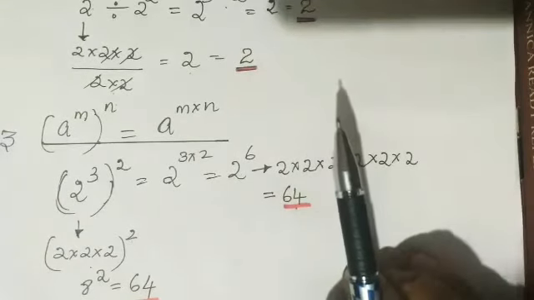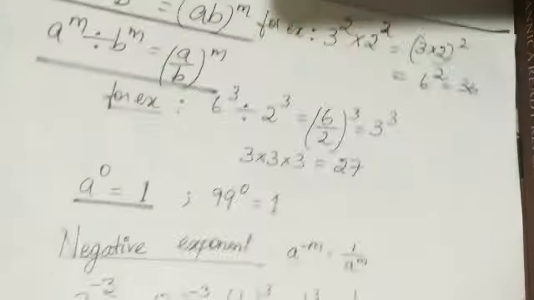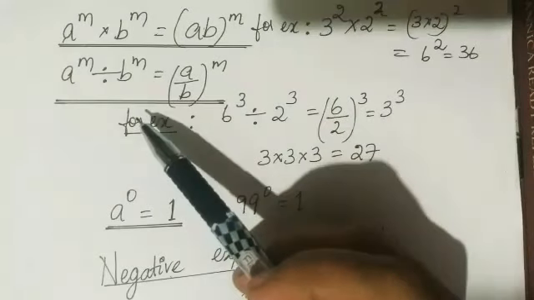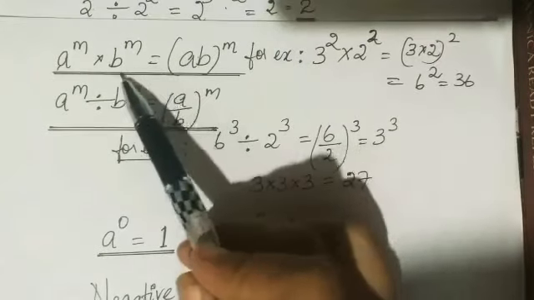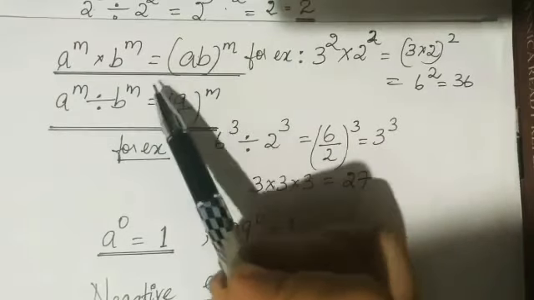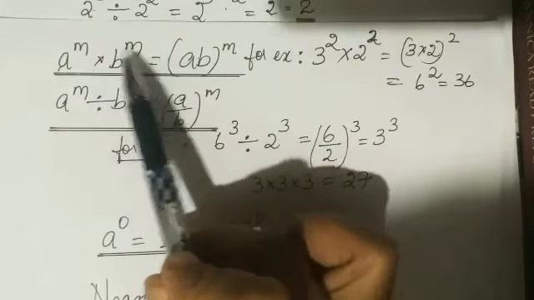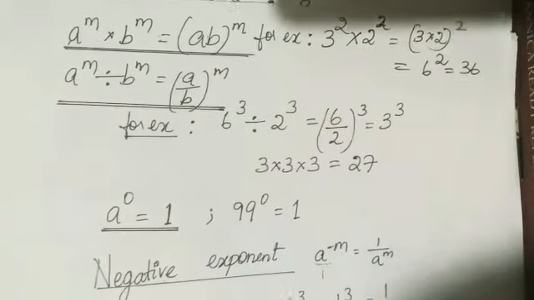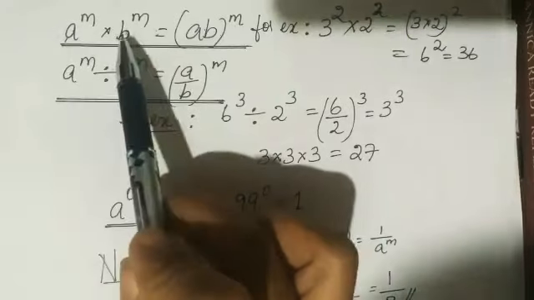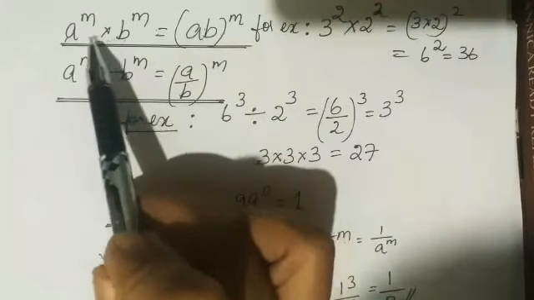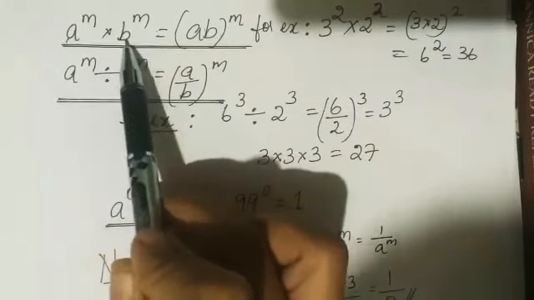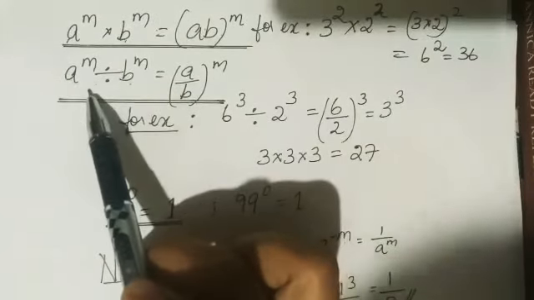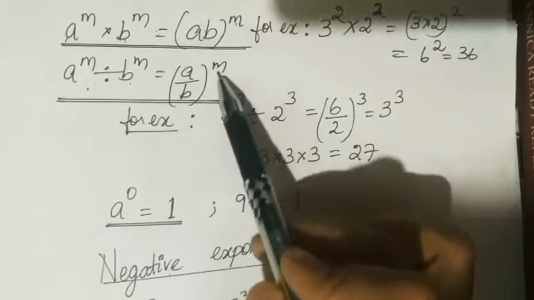Let us take another law of exponents, that is a raised to the power m into b raised to the power m is (a into b) raised to the power m. What's happening here? The powers or exponents are the same, but the base is different. In such cases, you have to multiply the bases first. In the case of division, you have to divide the bases first, then the whole raised to the power m.